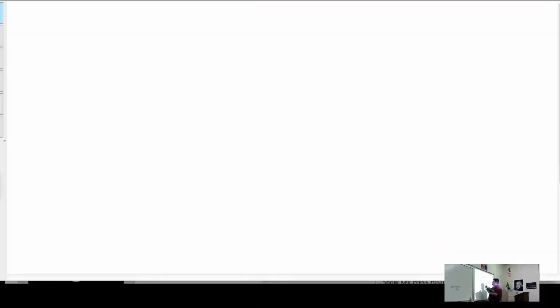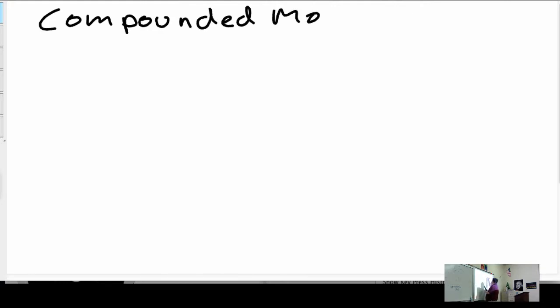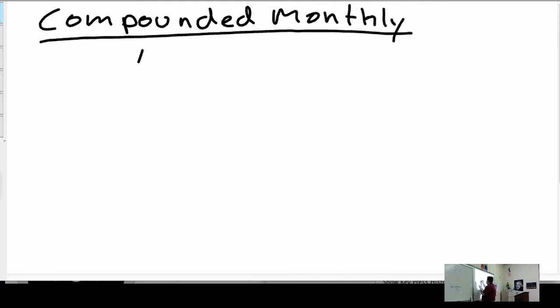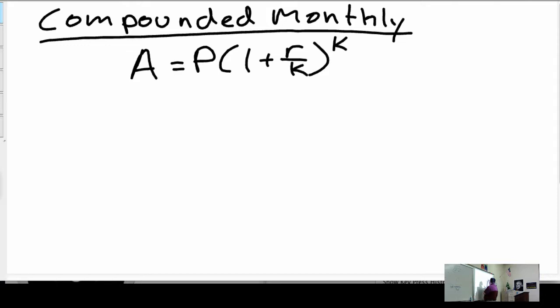So example number 2 says compound it monthly. What formula do I use? The second one. So before I even begin, the little title says compounded monthly, which lets me know that I'm going to have to use A equals P times 1 plus R over K raised to the KT, where K equals how many times a year? Well, monthly, how many months are there in a year? 12. So K equals 12. Boom. I haven't even begun to read the problem, and I've already got the right formula picked out and everything.